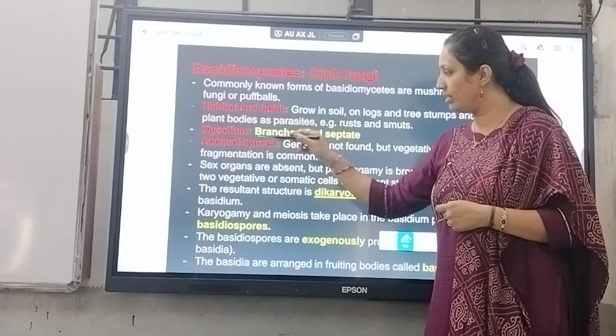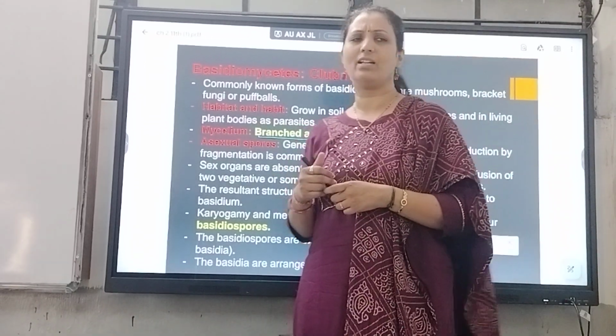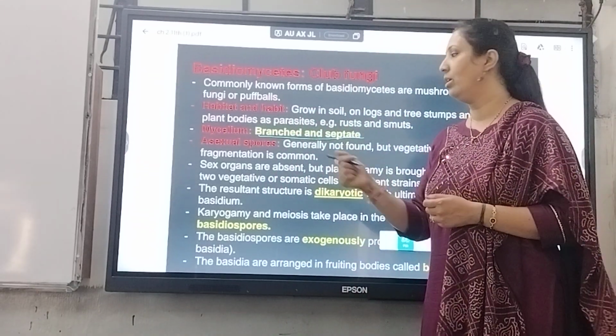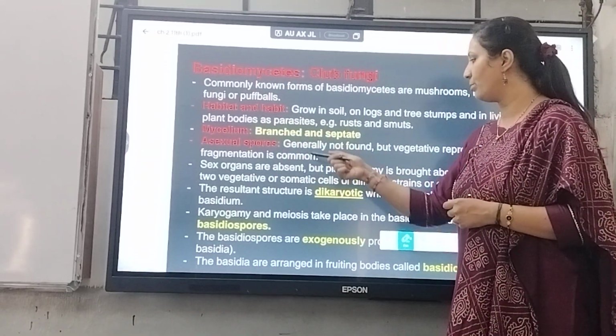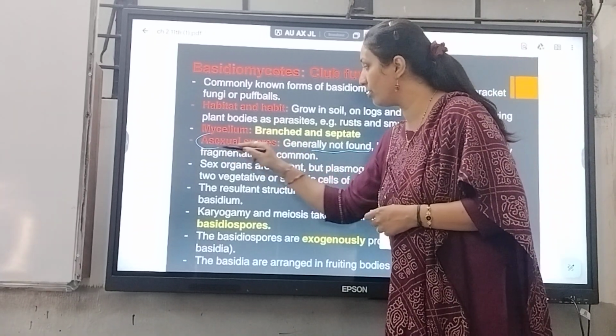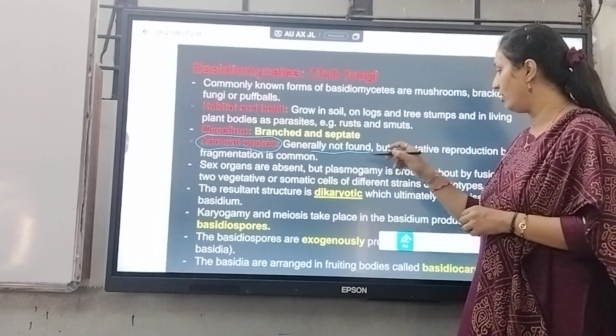Next, mycelium here is septate, or as a class, in that also branched and septate mycelium. Asexual spores generally not found. Remember, asexual spores in case of Basidiomycetes are generally not found.